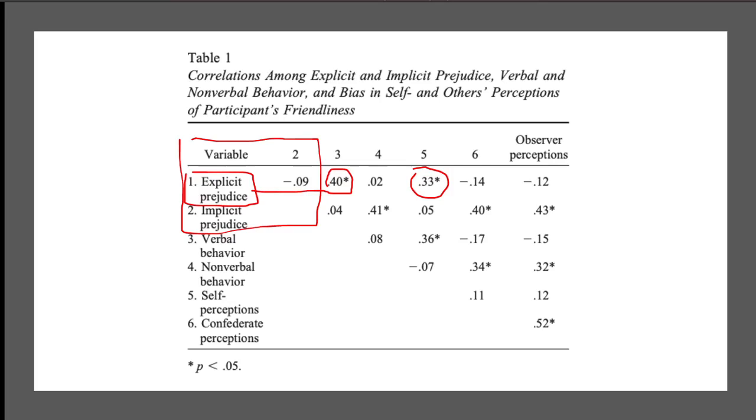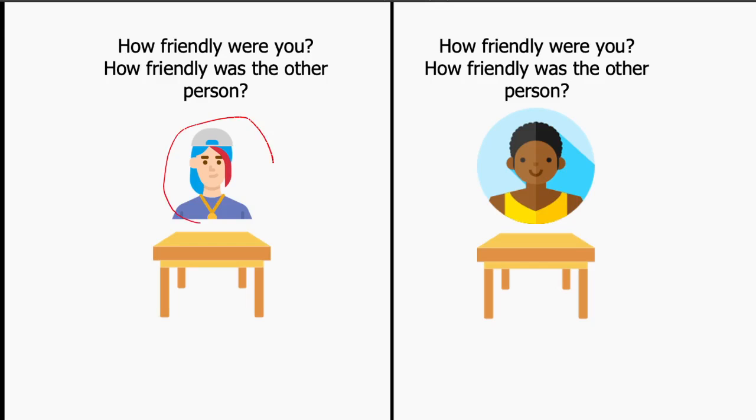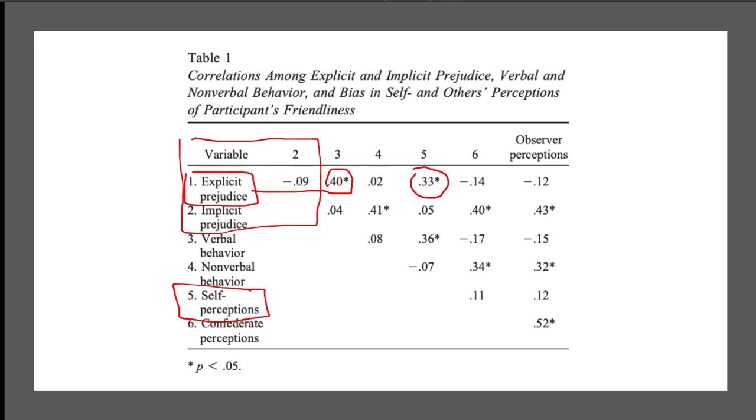The other thing is my self-perception. So the guy here in the room, when he was asked, how did you do? If he has a positive explicit attitude towards black people, then he would say, well, I did very well. I think I was really friendly.